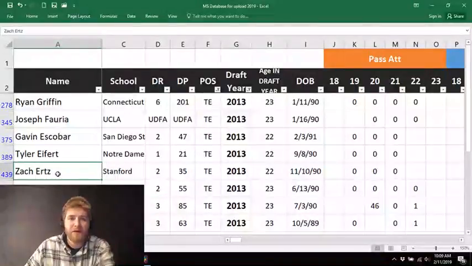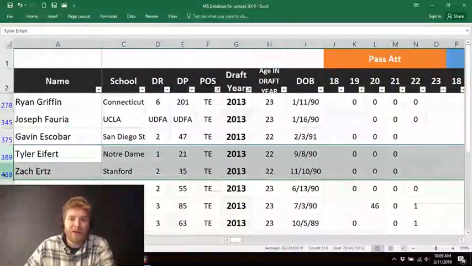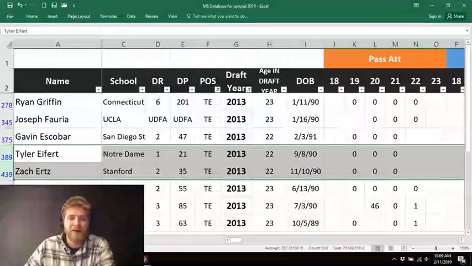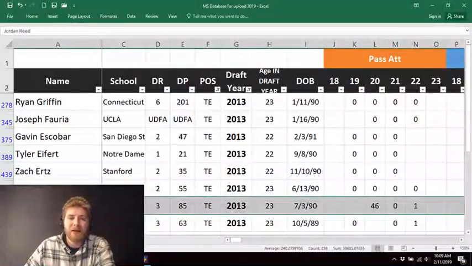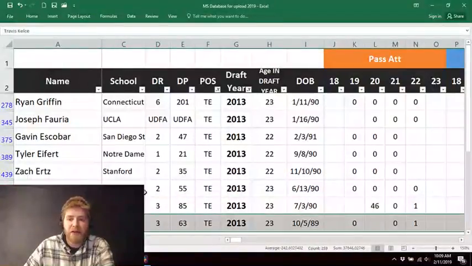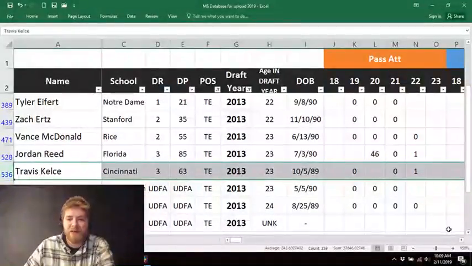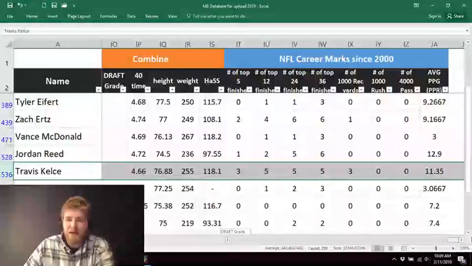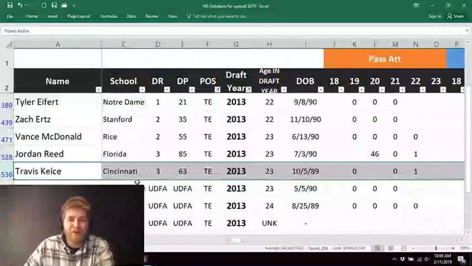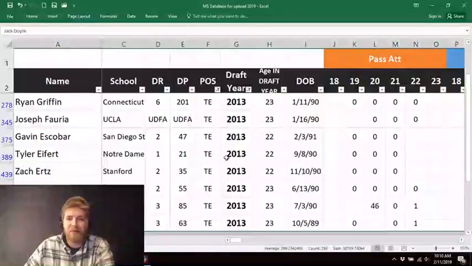That would have had Eifert over Ertz. Who knows, if Eifert had always been healthy, maybe that would look better than it does today. But Jordan Reed being the third out of them, and even under Vance McDonald, that's obviously terrible. And so is Travis Kelce. So yeah, there's a limit. That's part of its limiting factor. But again, Kelce had to wait a while, but he did well in the first 3 years too. So that's disappointing. But Jack Doyle is perhaps a positive note.